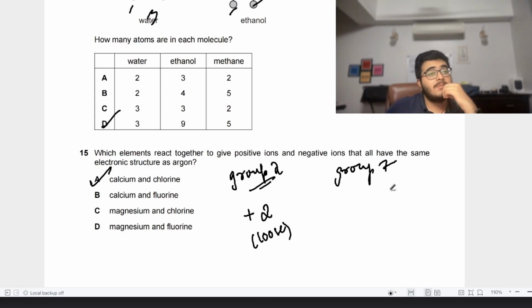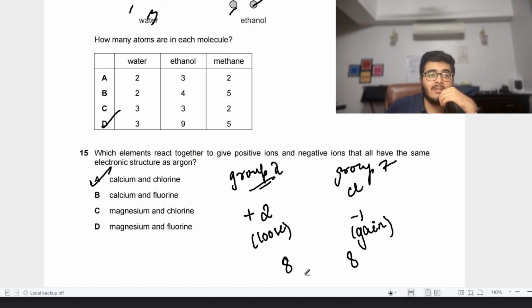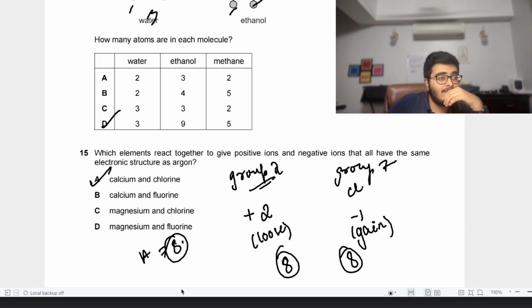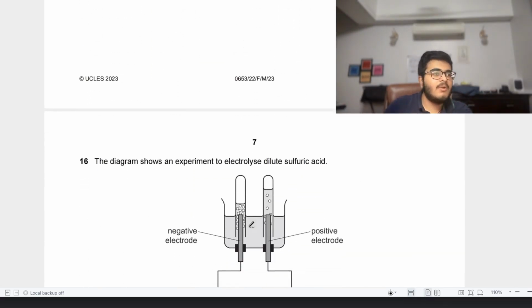Whereas when we talk about group 7, which is chlorine, it is going to gain 1 electron from each calcium and complete its octet. So both will complete octet, which means both are going to have 8 electrons in the outer shell. Argon is in group 8, so it has 8 electrons in its outer shell. So all of these 3 have the same electronic structure as argon. So the correct answer is calcium and chlorine. Moving on to the next question.